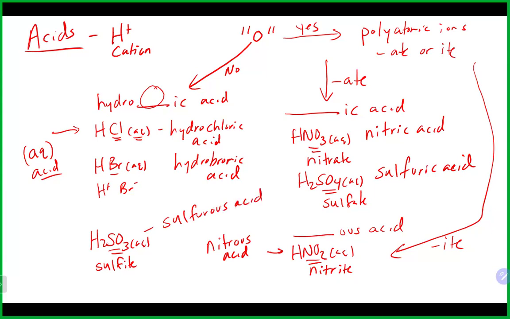So that is how you go about naming acids. It has to do with whether or not there's oxygen. And again, if there's no oxygen, that's the one that has the hydro. If it has oxygen, no hydro. And again, it's based on the polyatomic ion name. Any questions on that? All right, in case you ever come across an acid, you hopefully know how to name it, I hope.